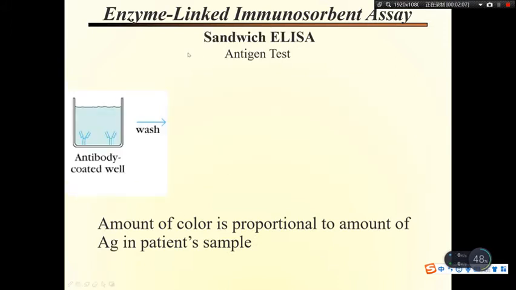Next, sandwich ELISA. Sandwich ELISA is used to identify a specific sample antigen. Unlike indirect ELISA, the sandwich ELISA requires the target antigen to have two binding sites.